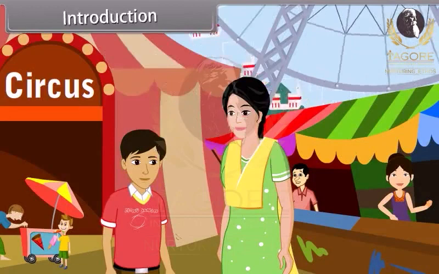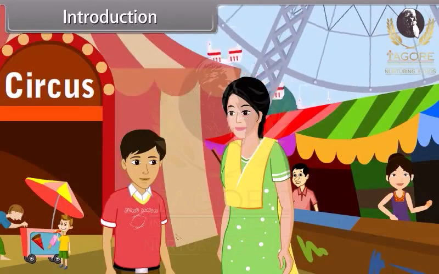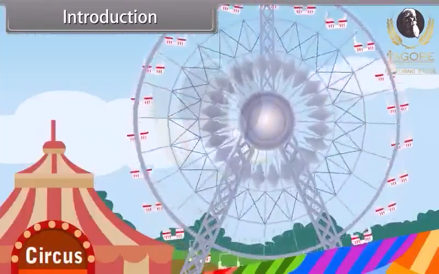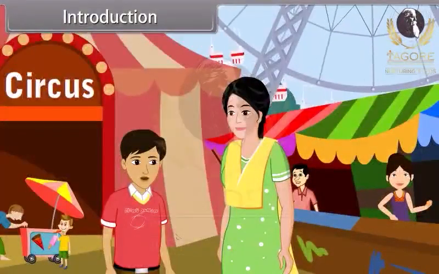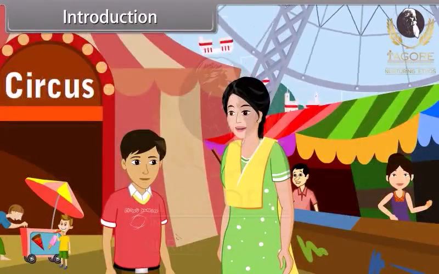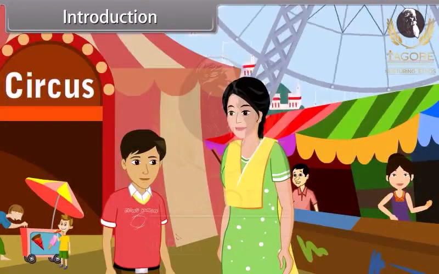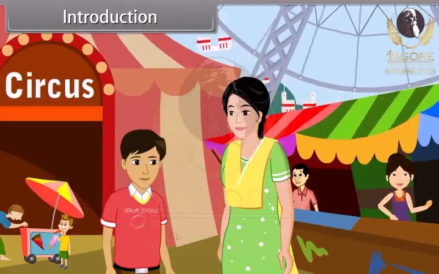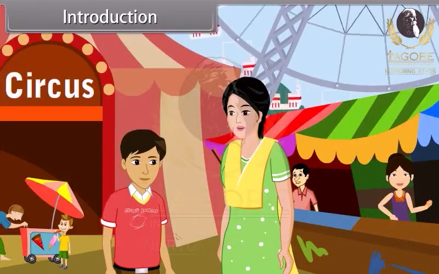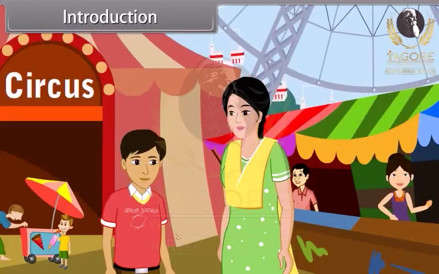Introduction. See, Mom, that giant wheel, that is moving. Yes, that giant wheel is in motion. What is motion, Mom? Motion is one of the key topics in physics. Everything in the universe moves. How? It might only be a small amount of movement and very, very slow, but movement does happen.